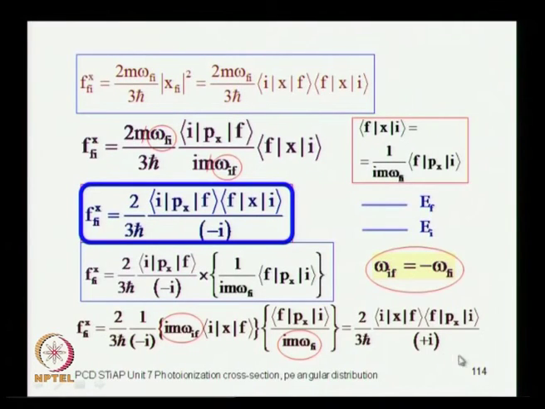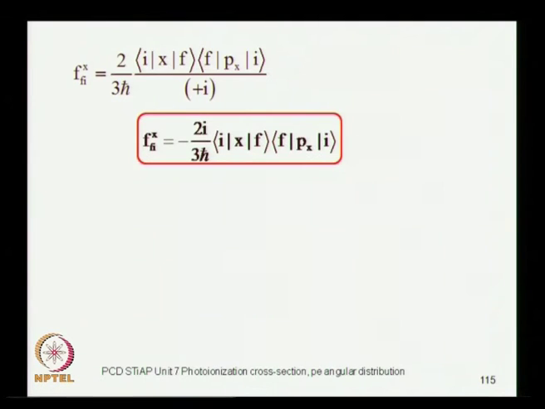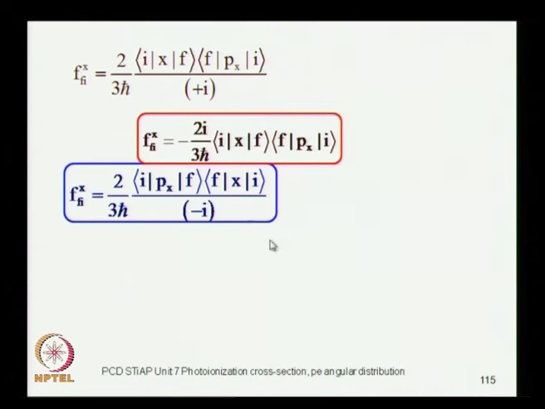And then I am also going to use this form, which is completely equivalent to this. So, this is the last form that we got, and all I have done is to write this i in the numerator. So, now it becomes minus 2i over 3ħ. Now, this is the form which I had on the previous slide, and both of these forms are completely equivalent, right.